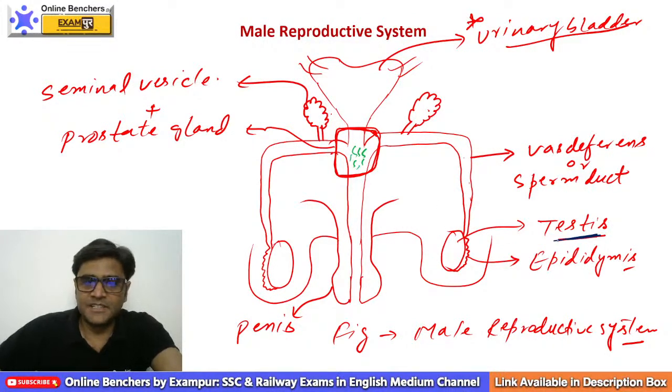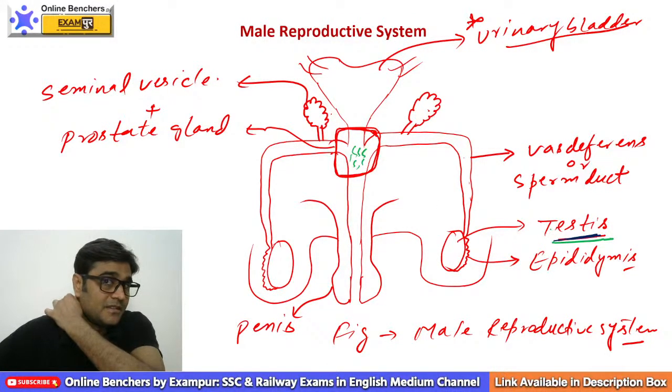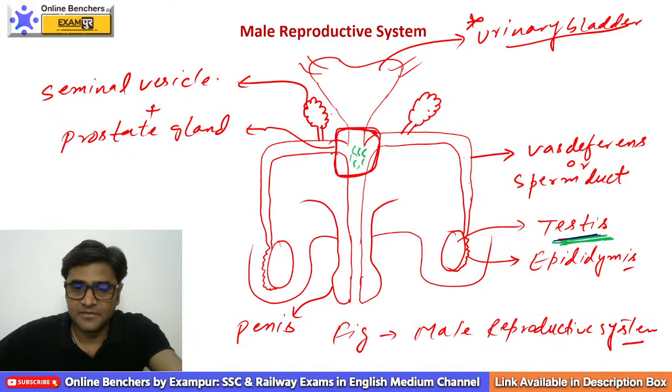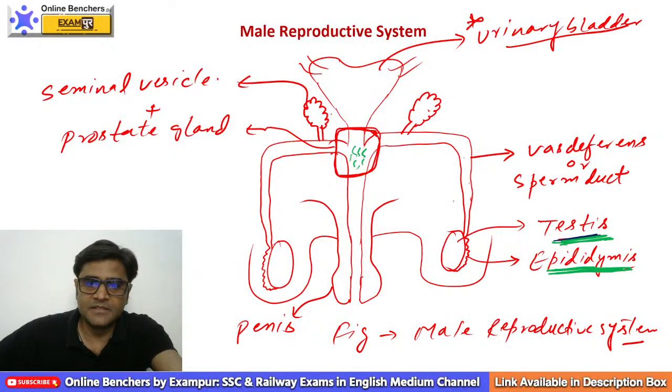When we talk about the testis, production of sperm takes place in testis. Epididymis stores sperms for some time, so here storage of sperm takes place. Then with the help of these tube-like structures known as vas deferens, sperms reach this junction. This junction receives the openings of three glands: one pair of seminal vesicles and one prostate gland.